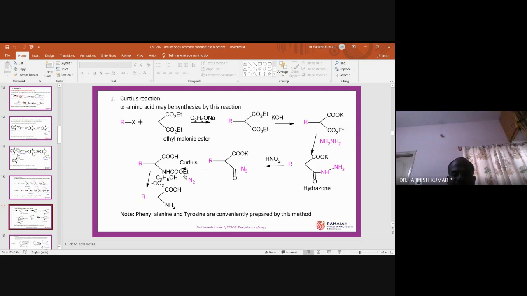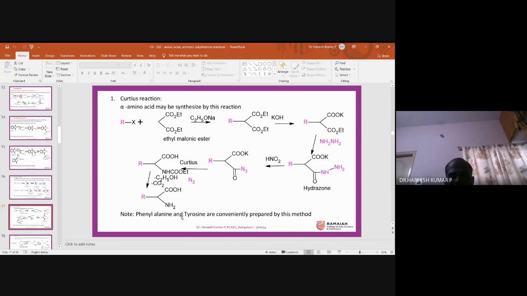Carbamate is converted into carbamic acid when it is treated with a base. Here base is required. So that base converts ester into acid. Acid means NHCOOH. That carbamic acid on decarboxylation, CO2 is going out, forming a free amino acid. So this is about the Curtius reaction involving amino acid synthesis.